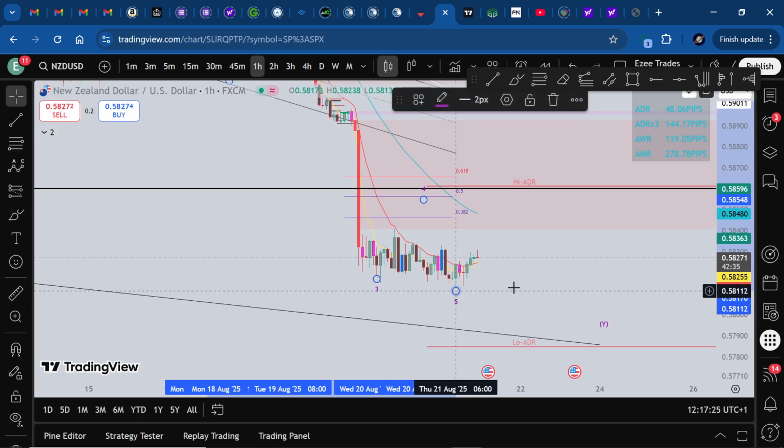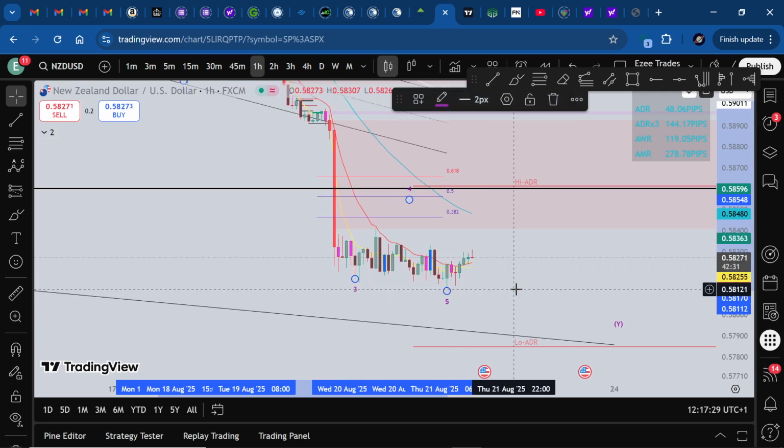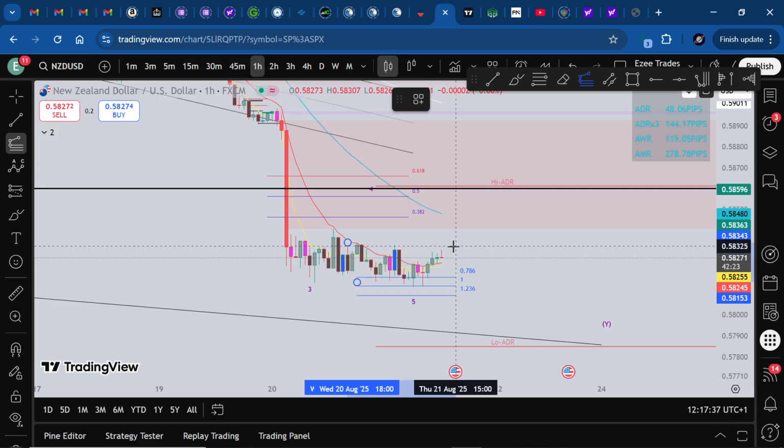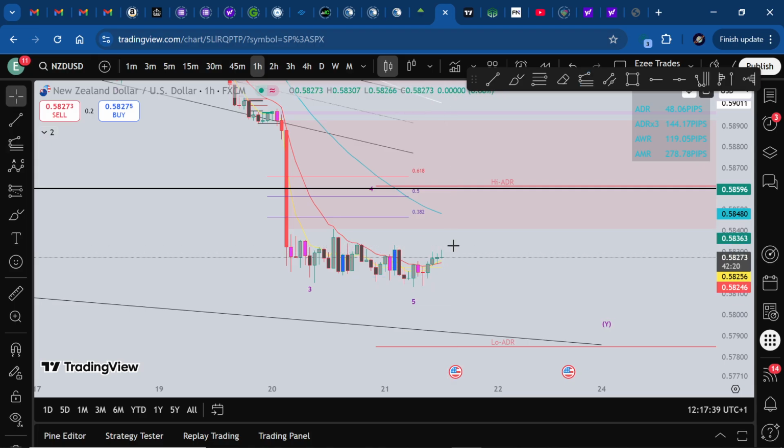Potentially we have a 5 in here and an ending diagonal. 1, 2, 3, 4, 5. Let me just check and make sure that that third wave is longer than the fifth wave. Because if it's not, then it's not that at all. It's not that. Okay, cool.